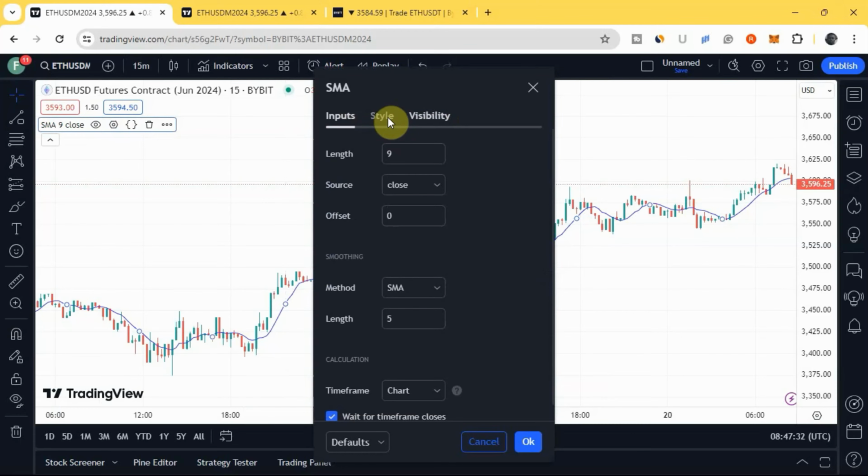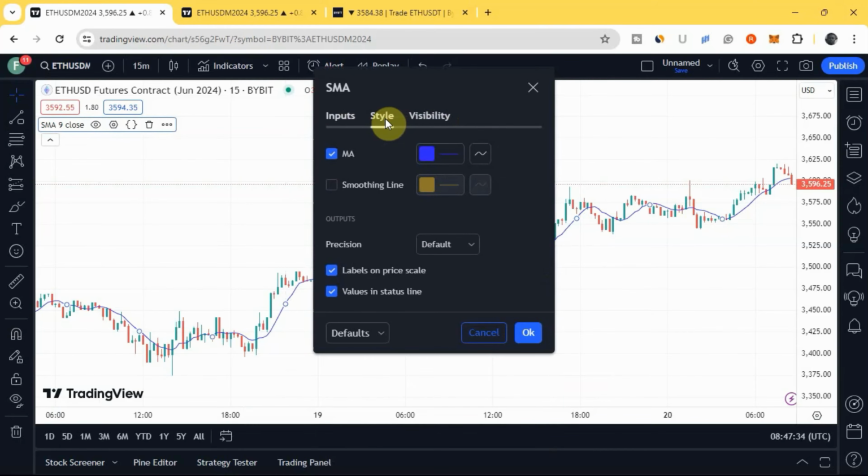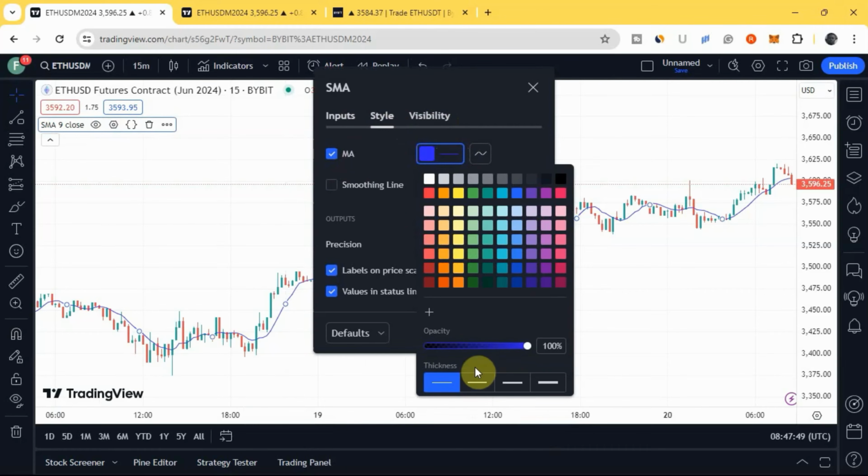Now, once you are here, you see where you have style. Just click on style right here. And then you see it right here. So this is the moving average. You can see where you have this blue also with the color. Just click on it, and you'll be able to change the thickness of the line. You can see the thickness of the line right here.